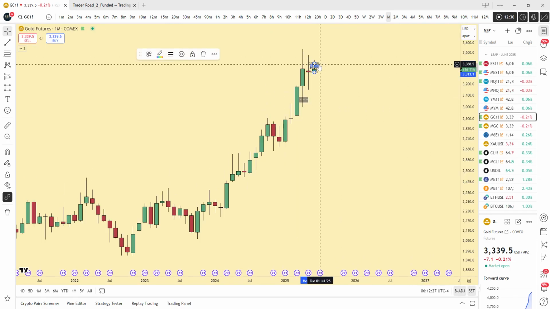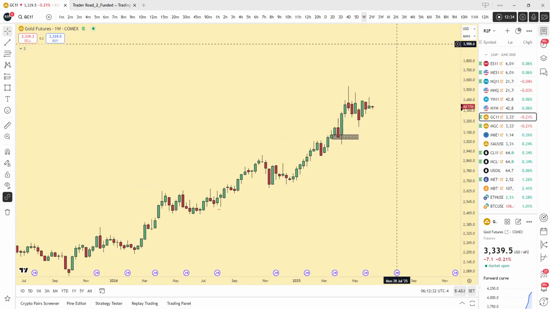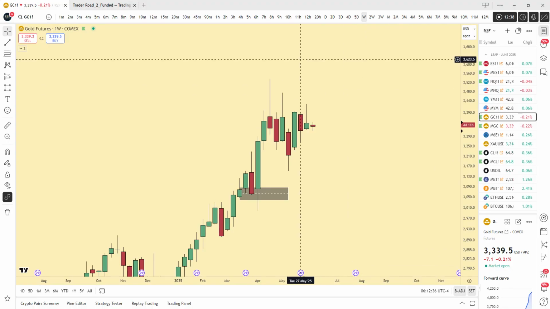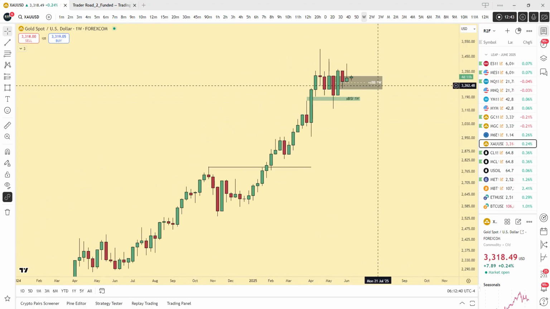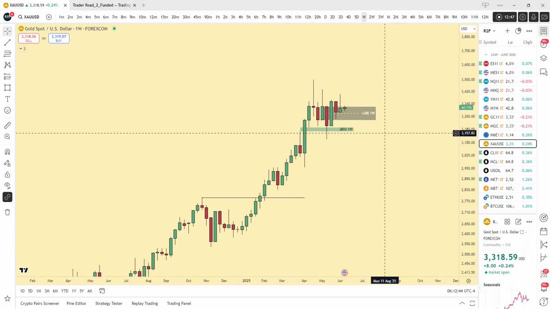Gold. Okay. See what's happening on gold, on the monthly, on the weekly. Yeah, a bit in this consolidation. This is gold futures. Let's look at proper gold. Gold, USD, on forex.com.